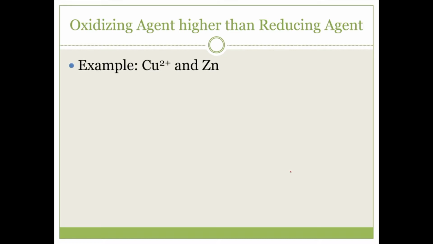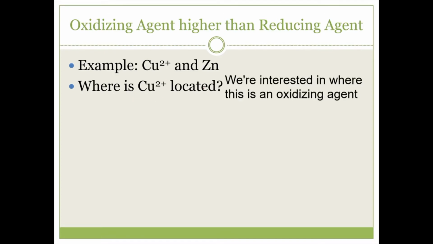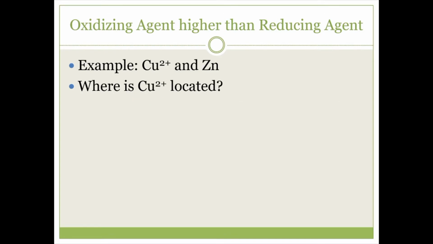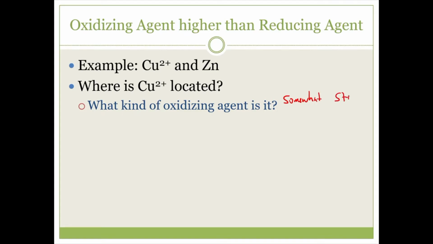First we'll find where copper 2+ is located. Copper 2+ is somewhere in the middle. It actually appears twice. Since it is in the upper half of the standard reduction potentials, this is a somewhat strong oxidizing agent. It's not the strongest oxidizing agent. The strongest oxidizing agents are like fluorine and then disulfate. Hydrogen peroxide is also a very strong oxidizing agent, but copper 2+ is a relatively strong oxidizing agent.